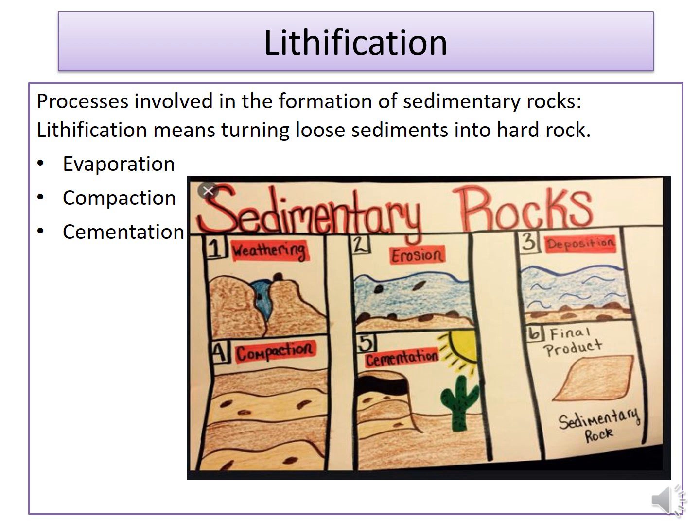Now let's discuss the processes involved in the formation of sedimentary rocks. The whole process of turning loose sediments into hard rock is referred to as lithification. And lithification involves these three main processes: evaporation, compaction, and cementation. Now let's discuss these one by one. Let us start with the weathering process. In the weathering process, the bigger pieces of rocks are broken into smaller and smaller pieces until they turn into sediment.